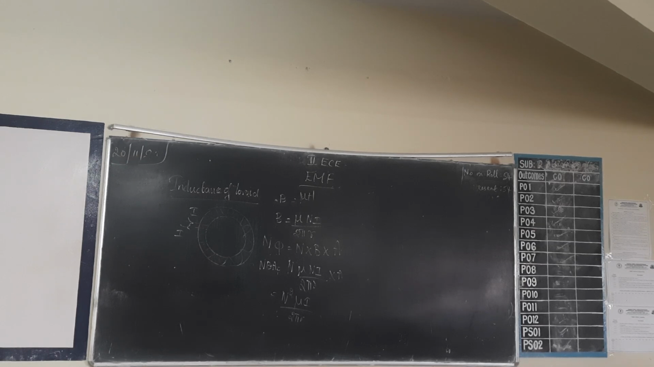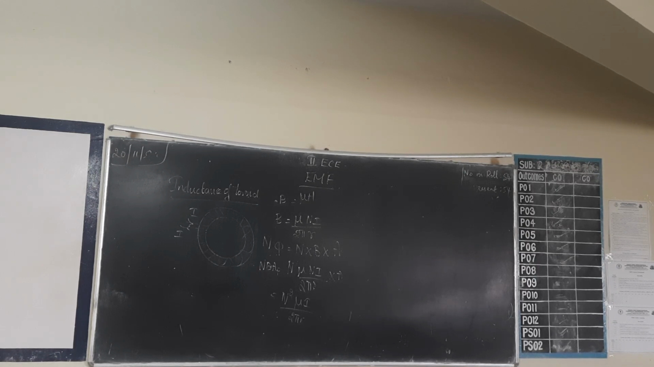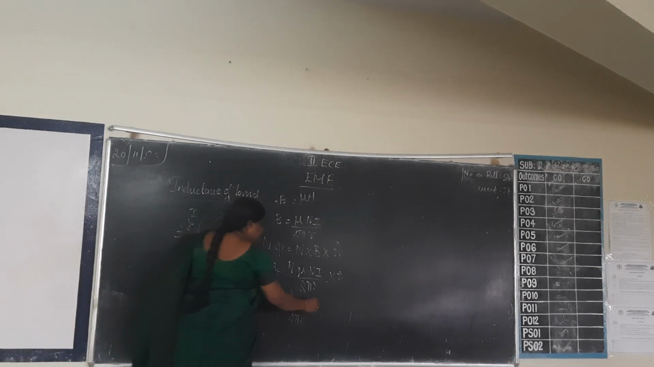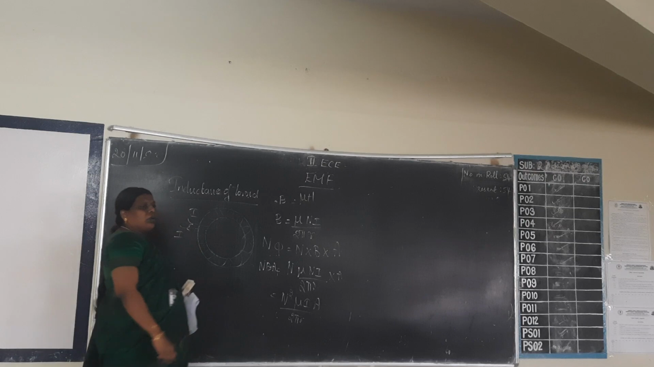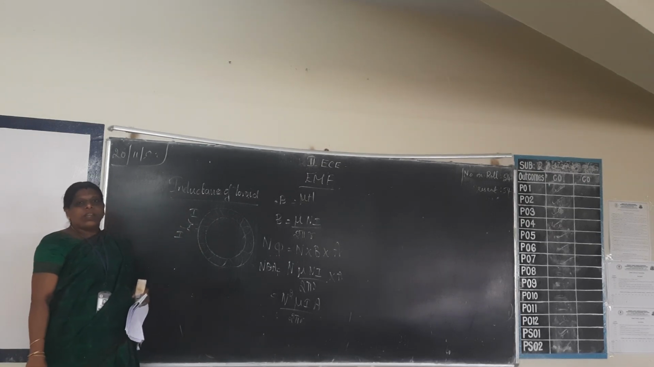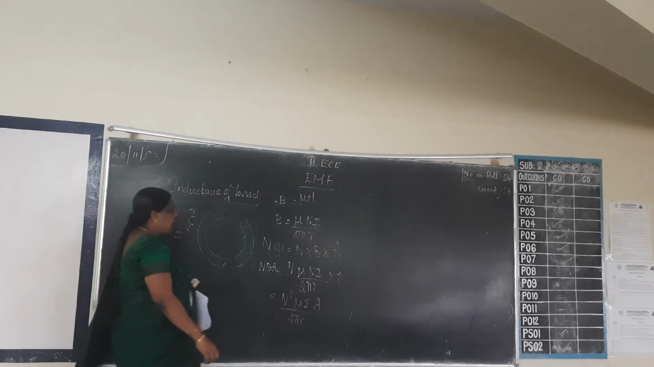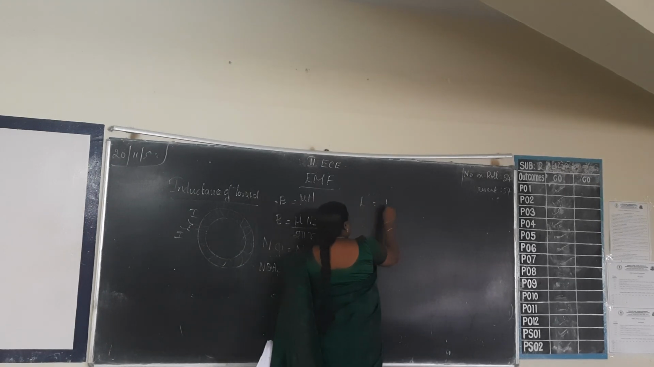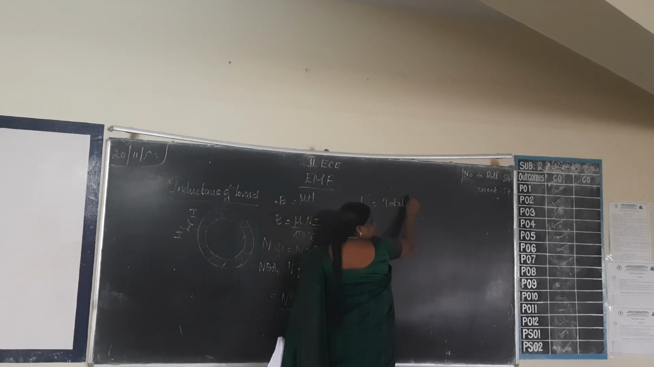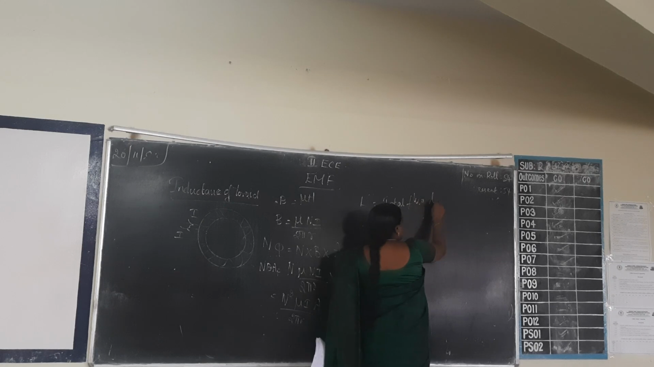What is the value of L? Sit down, the last row, that boy get up. What is the value of L? The next one, yes, stand up. In the last class we have seen, what is L? L is given by the general formula: total flux linkages divided by total current.